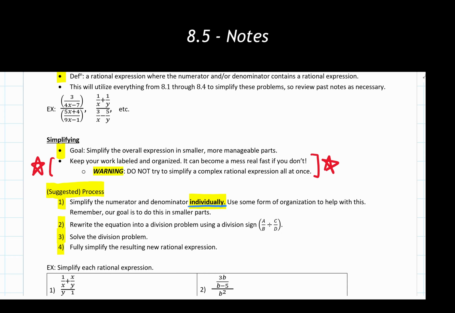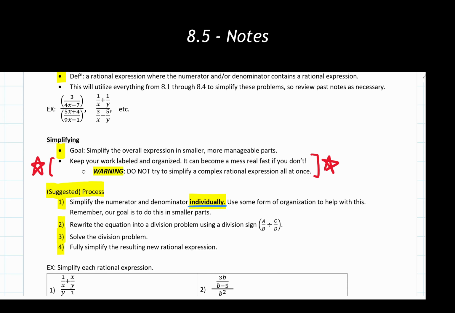We are essentially going to create a fraction being divided by another fraction. And again, our first and second fractions are going to be big and gross and terrible looking, but at the end of the day, we have a fraction divided by a fraction.